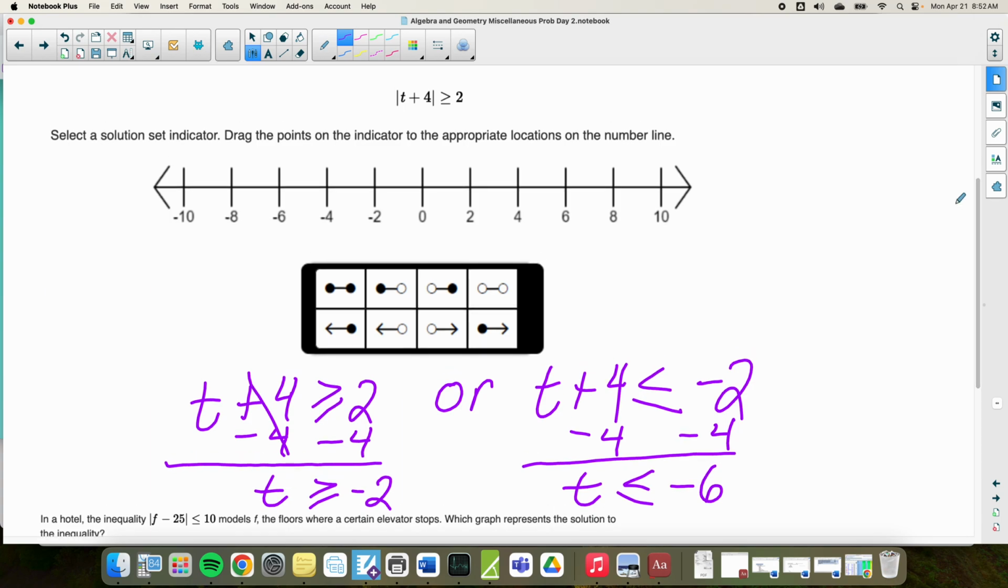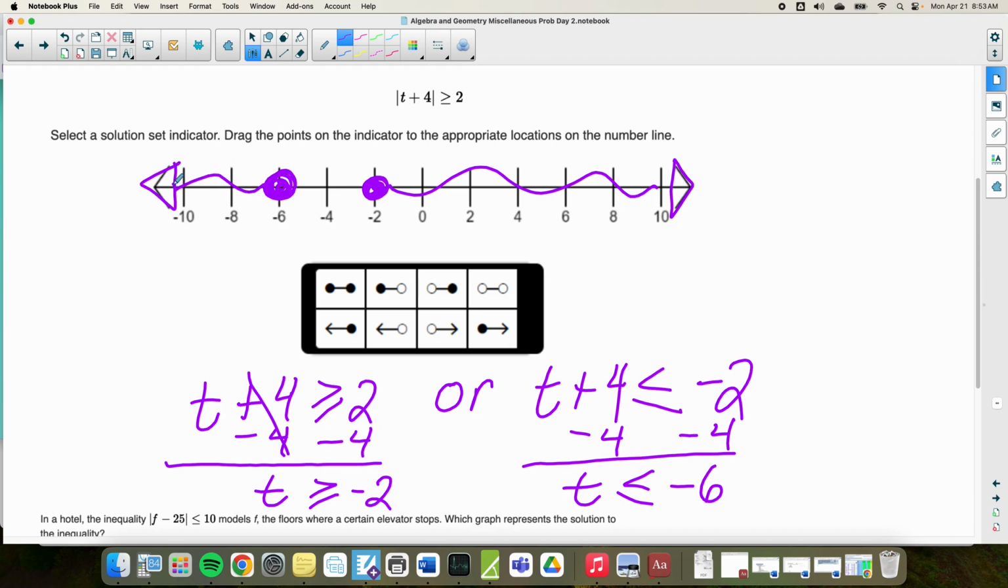So the way this would be on the MCA test is you would drag this up and you choose which one to use. Because this is greater than or equal to, that means that you would go to negative 2. Do you get that? It would be a closed circle. And greater than is this way. Okay? For this one, it's T is less than or equal to negative 6. So we'd have closed again. Less than is this way, and we'd be graphed that way.